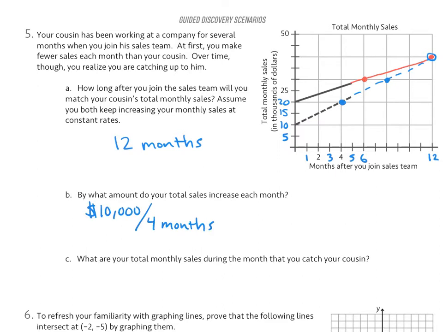To convert that to a sales rate each month, I can do 10,000 divided by 4, and that gives me the amount per 1 month. That's $2,500 per month.